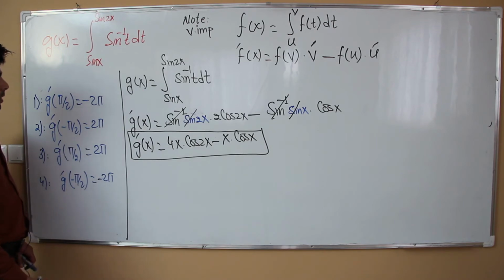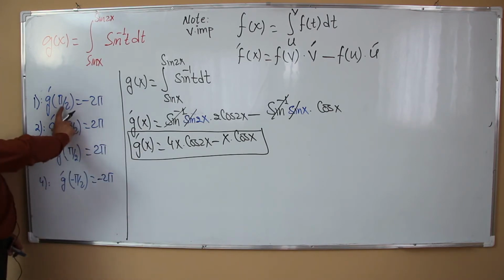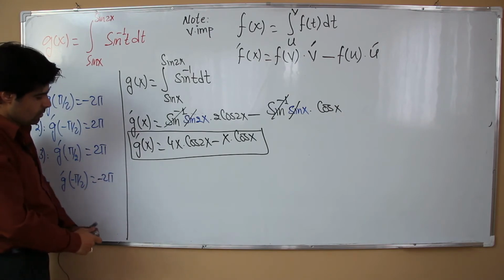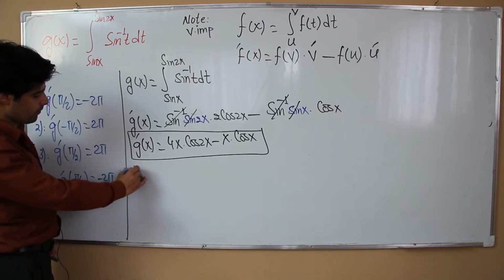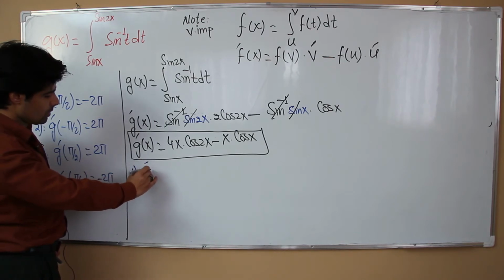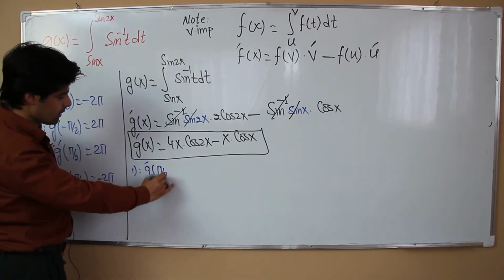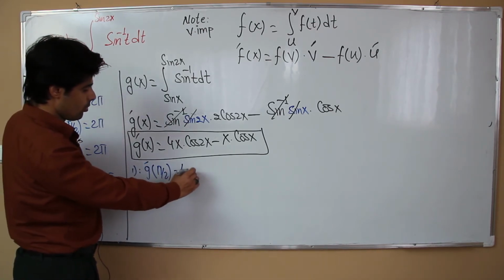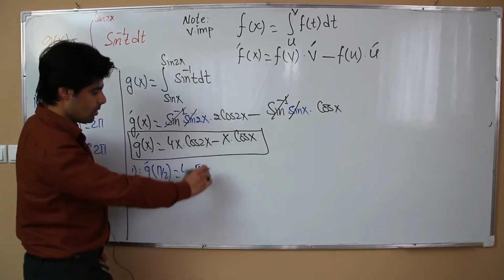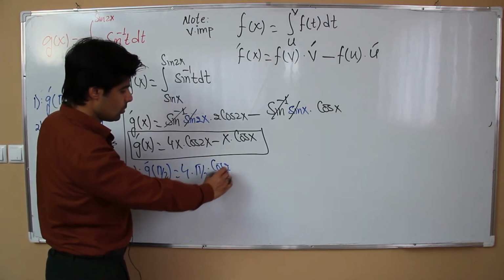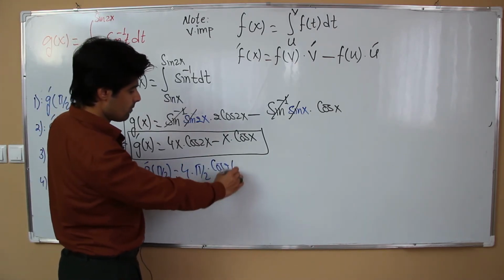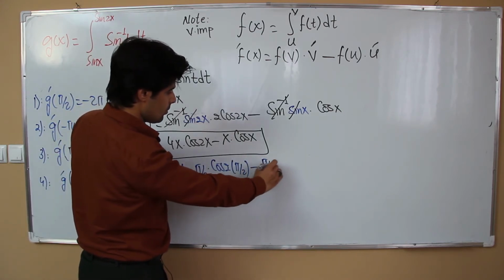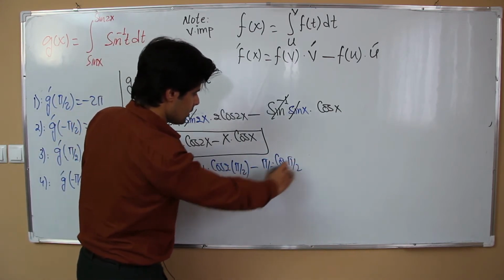Now, instead of x, you have to put pi divided by 2 first. We have to check the first answer. g prime of pi divided by 2. Instead of x, you have to put this one. 4 pi divided by 2, cosine 2 instead of x, pi divided by 2, minus x pi divided by 2, cosine pi divided by 2.